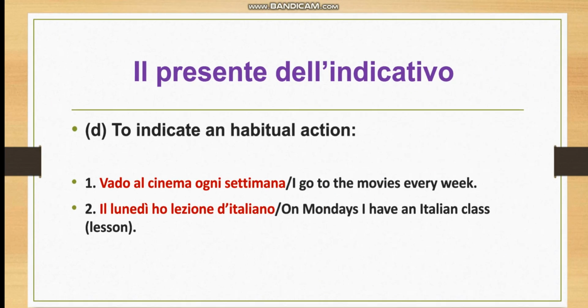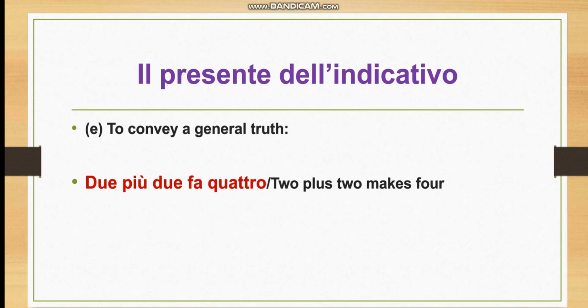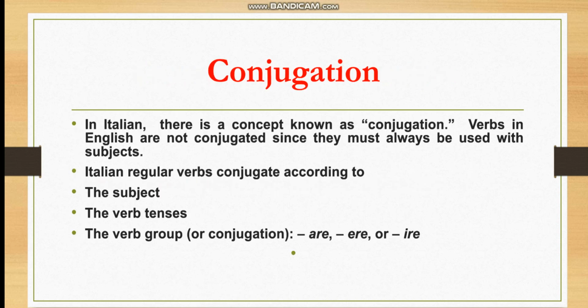Also to indicate a habitual action. For example, vado al cinema ogni settimana. I go to cinema every week. To convey a general truth, we use present tense. For example, 2 più 2 fa 4. 2 plus 2 makes 4. So these are the rules to make a present simple tense in Italian. But we will also see how to conjugate a present simple tense.